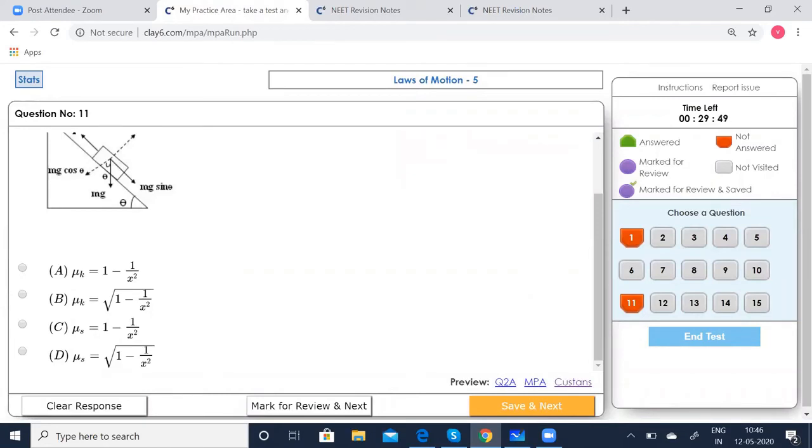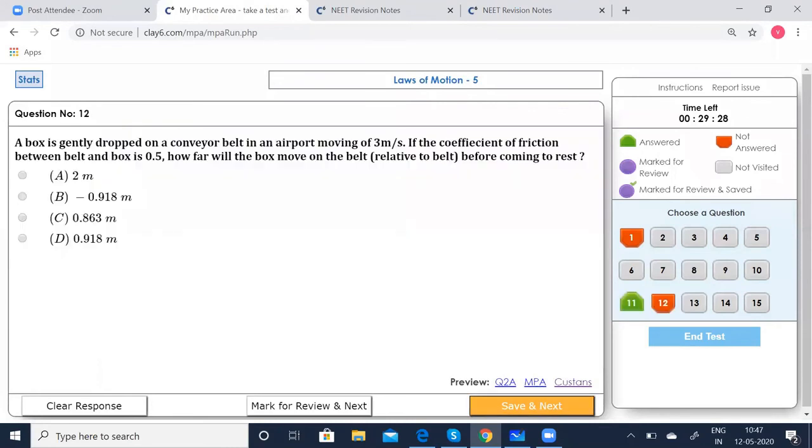Since it is kinetic friction, because the object is moving, we are going to take it as mu k. Remember, even though we might have mu s, you have A and C as the same option, but you'll have to see that it is due to the kinetic friction. So option A is correct. Save that and go to the next.